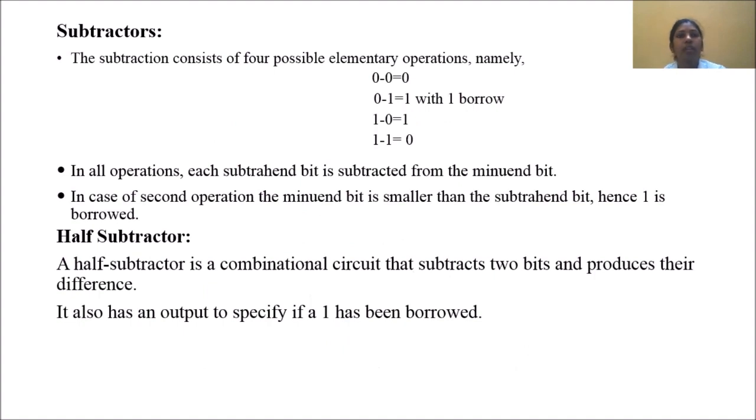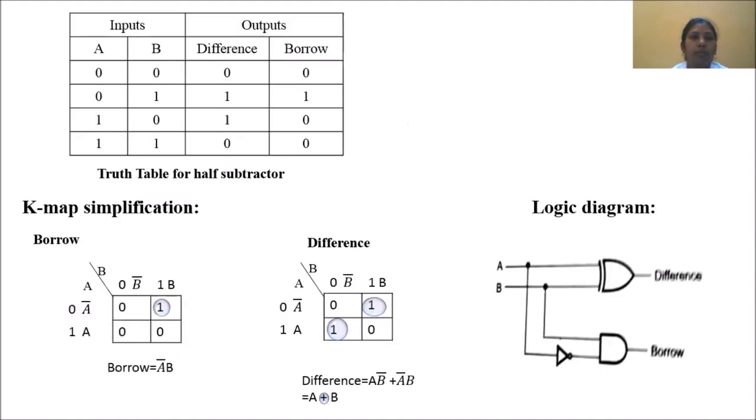Subtractors. The subtractors will perform the function of subtraction. So here we will not have the sum and carry. Instead of sum and carry, we will have the difference and borrow. So here also we have two types, half subtractor and full subtractor. Half subtractor will perform the subtraction of 2 bits, and the full subtractor will perform the subtraction of 3 bits.